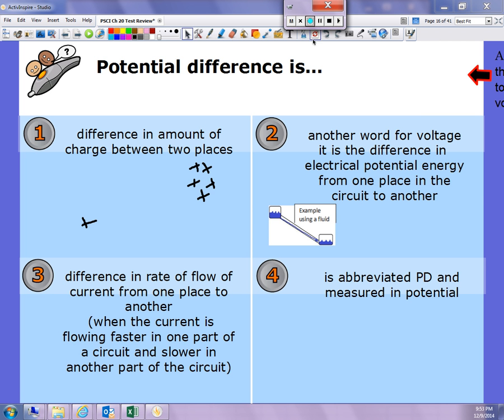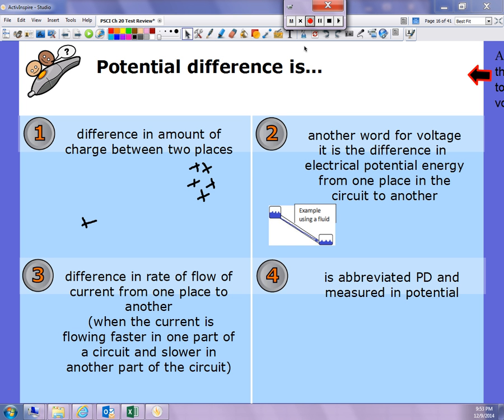This video picks up where we left off on the review yesterday. So the question is, potential difference is, number one, difference of amount of charge between two places. Number two, another word for voltage. It is the difference in electric potential energy from one place in a circuit to another.